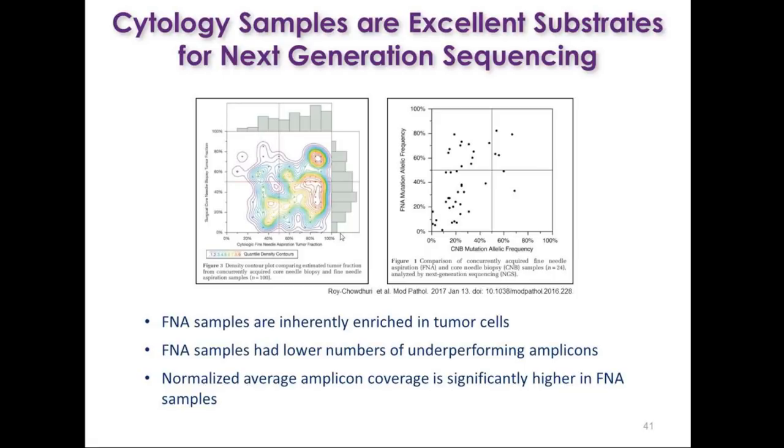The FNA NGS assays tend to have higher mutation allelic frequencies, as you can see here. And they tend to have a lower number of failed amplicons. They have better amplicon coverage than the core biopsies. So if you're using non-formalin fixed specimens, you tend to get better sequencing results when compared to your formalin fixed specimens.